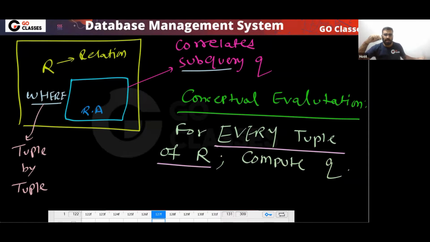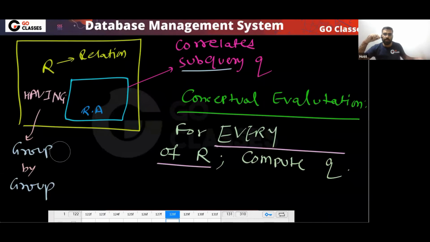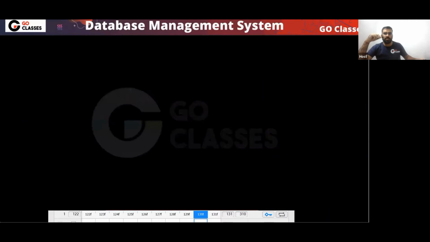Remember, you can also put this subquery in the having clause. The having clause will go tuple by tuple or group by group. So it will go group by group. For every group of R, you will compute Q. Is this clear to everyone? Let me know. So this is how you compute this.